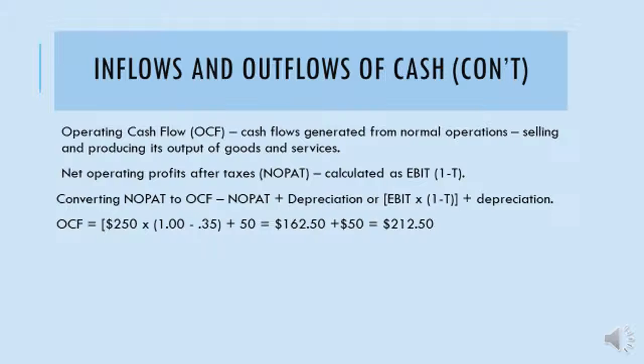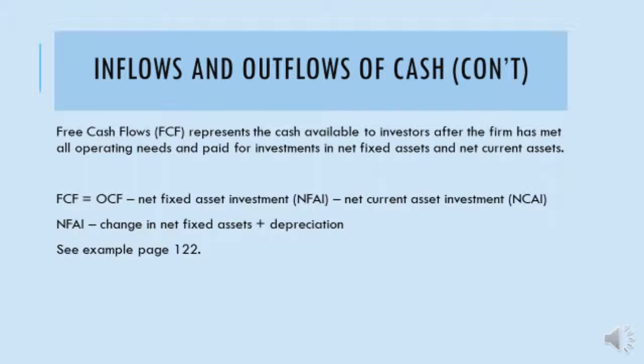So converting NOPAT to OCF is NOPAT plus depreciation, or EBIT times (1 minus T) plus depreciation. And here's an example in numbers. So I have 250 times (1 minus the tax rate of 35%) plus depreciation of 50. That comes out to 162.50, plus 50 of depreciation, is a total of $212.